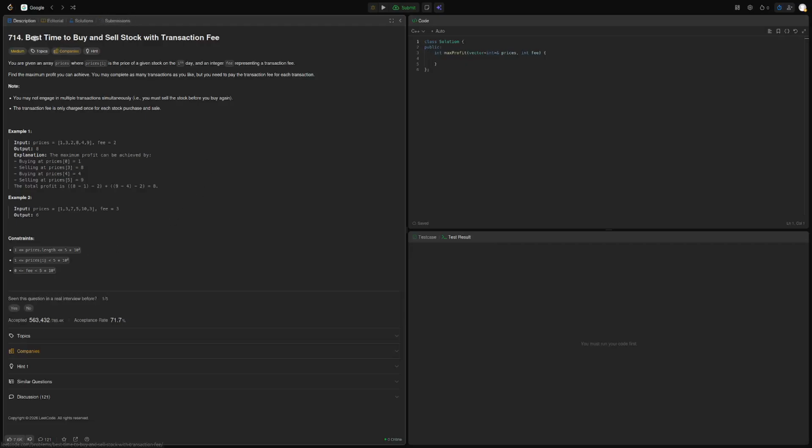So today we got problem medium, best time to buy and sell stocks with transaction fee. So that is like the standard problem, looks like, but we'll see. Given array prices where prices[i] is the price of a given stock on the i-th day and integer fee representing transaction fee. Find the maximum profit you can achieve. You may complete as many transactions as you like, but you may not engage in multiple transactions simultaneously. The transaction fee is only charged once for each stock purchase and sale.